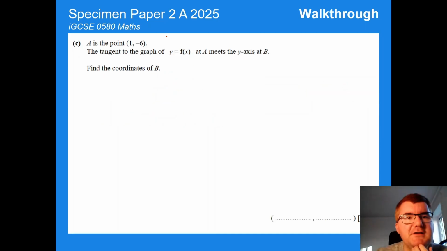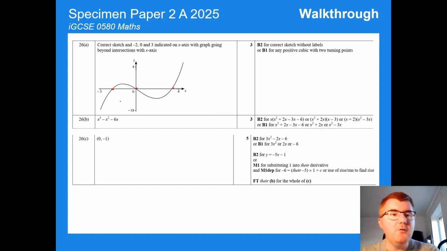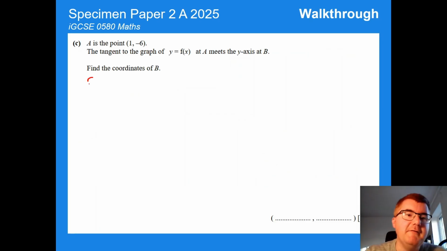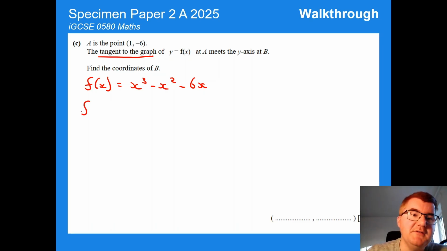Then A is the point 1, minus 6, tangent to the graph at that meets the y-axis at B. Find the coordinates of B. So there's a lot of information here. So first of all, we've got our expression, so we're going to use what we've just done. So we have f of x is equal to x cubed minus x squared minus 6x. And as soon as you see tangent to the graph, you need to be thinking differentiating. So we want to find the gradient function of this.